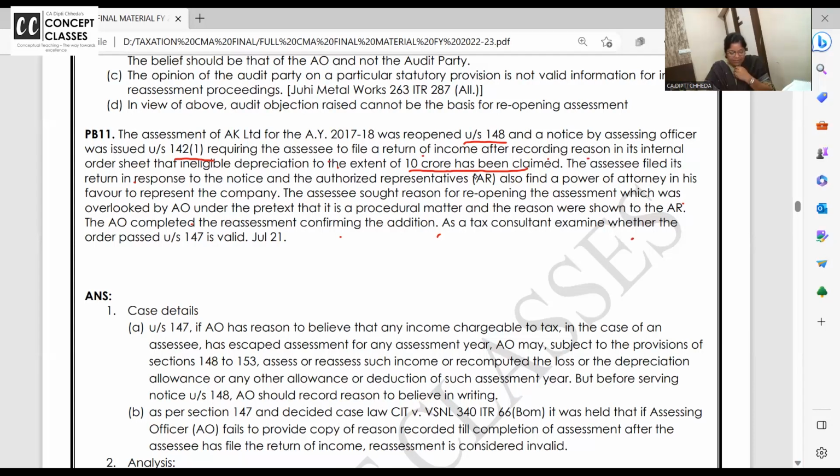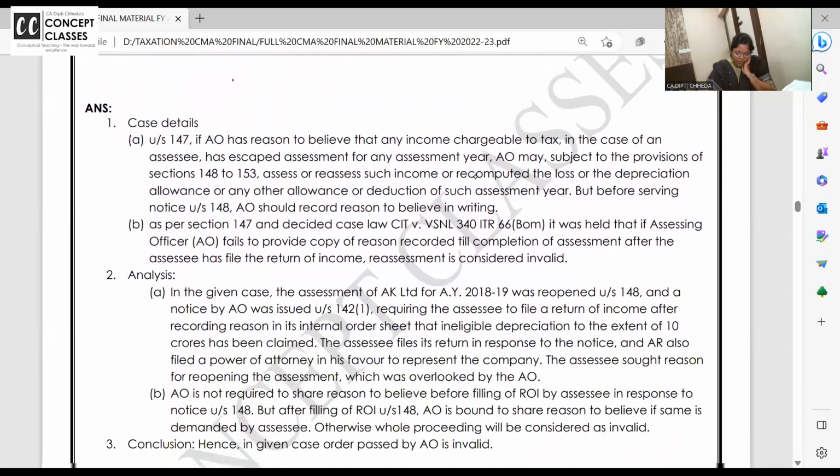As a tax consultant, examine the order passed. Following or not? So some cases are reopened and they are saying, 10 crore, you have claimed excess depreciation, and for that assessment also they have done.